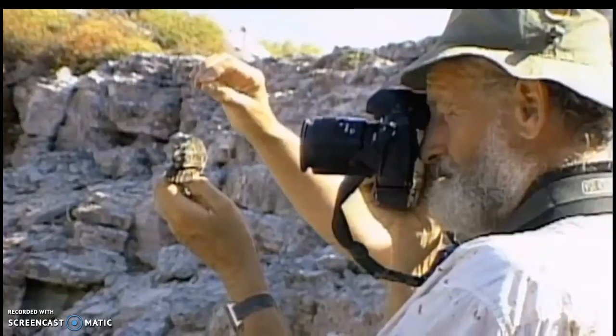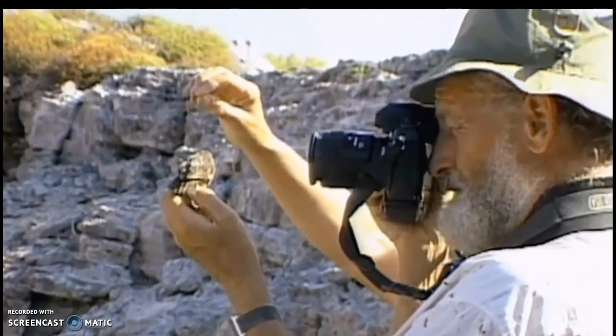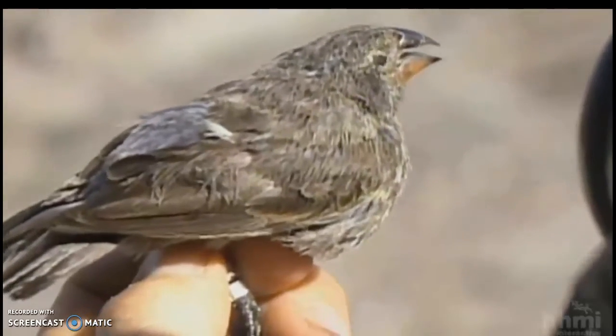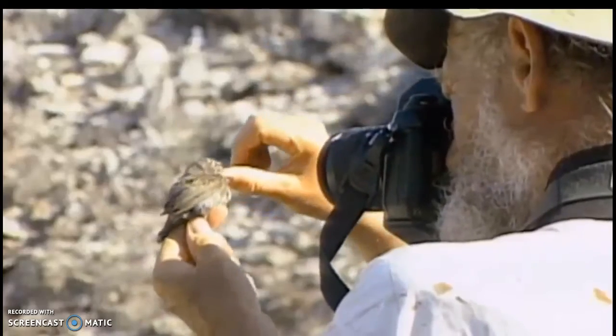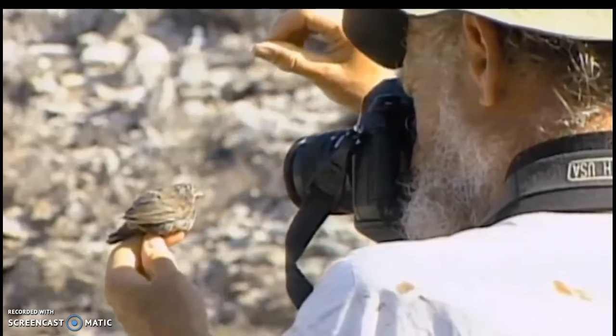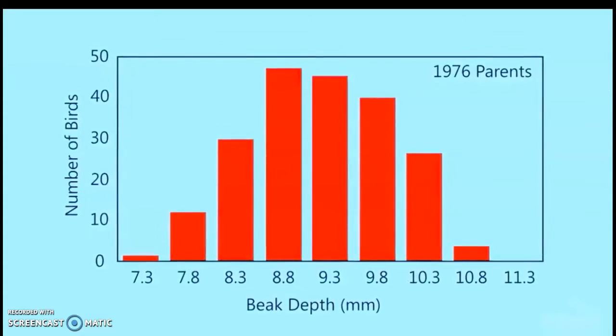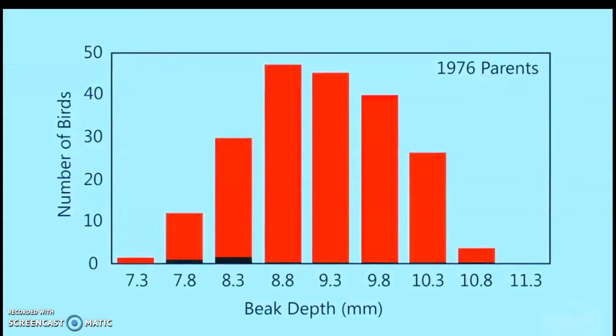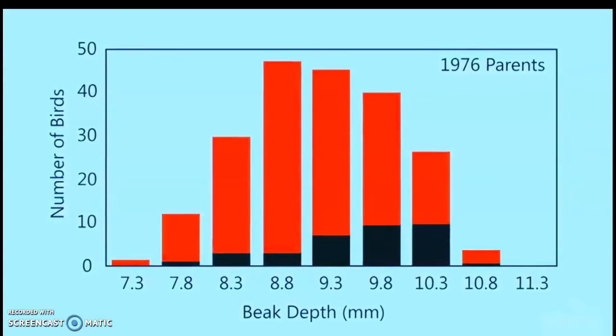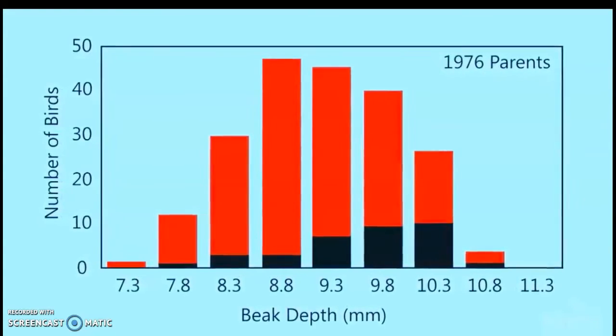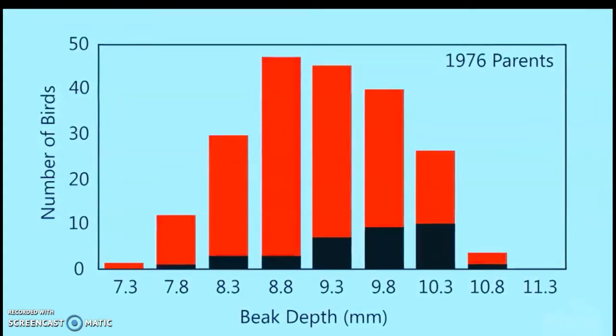When they inventoried the surviving medium ground finches, they discovered that one trait had made the greatest difference between life and death. I'm showing here a distribution of beak depths of the population in 1976. The survivors of this group are shown in black. So the larger the beak, the better your chances. The larger the beak, the higher the likelihood of surviving through the drought of 1977.